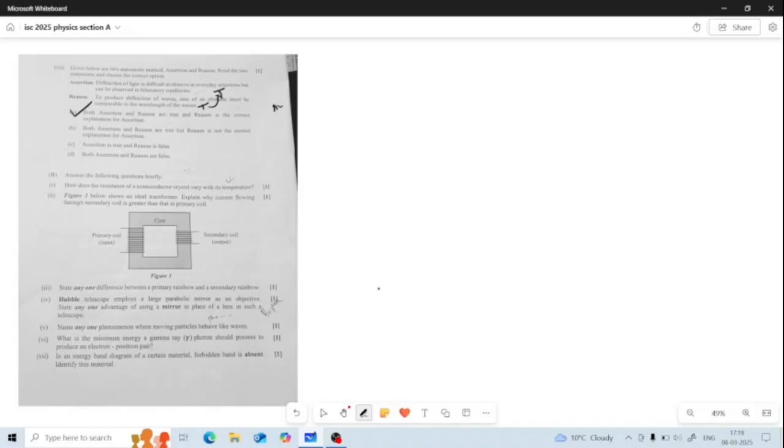How does the resistance of a semiconductor vary with temperature? So as temperature increases, resistance decreases. Okay, negative temperature coefficient.